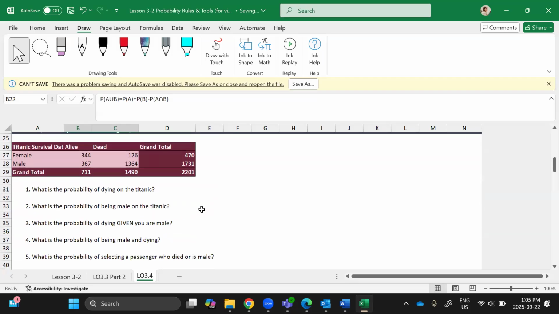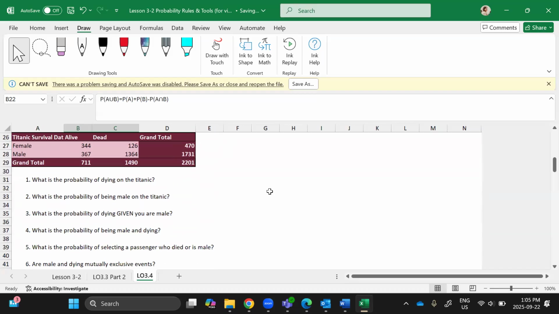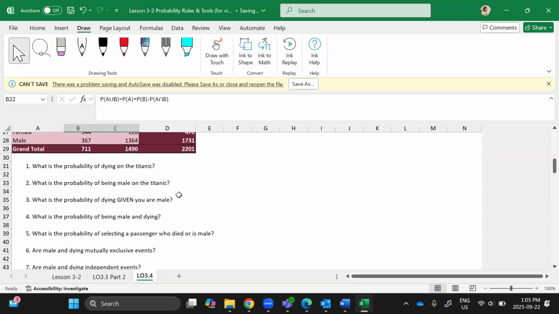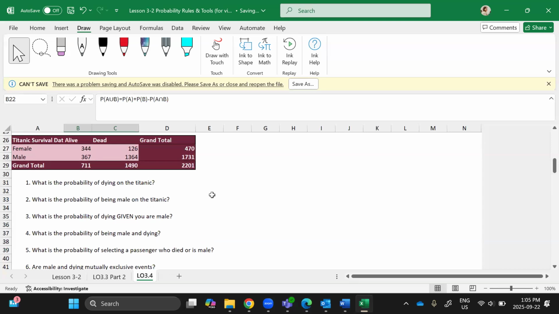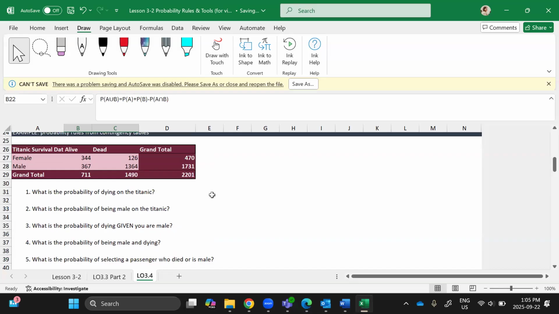So the best thing I can do is revisit the data set you're already familiar with, the Titanic data set, instead of introducing a new one. Now that we actually know the right terms, how can we express these probabilities? First, what is the probability of dying on the Titanic? If we're talking about all the people on the Titanic, we see that 1490 died out of 2,201 in total.